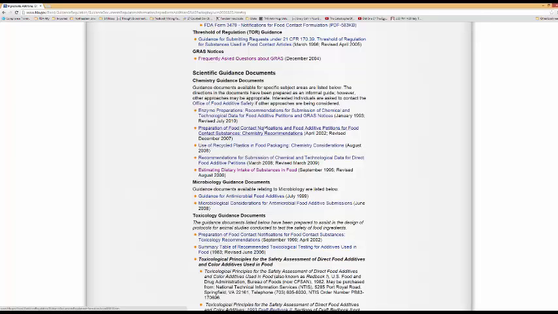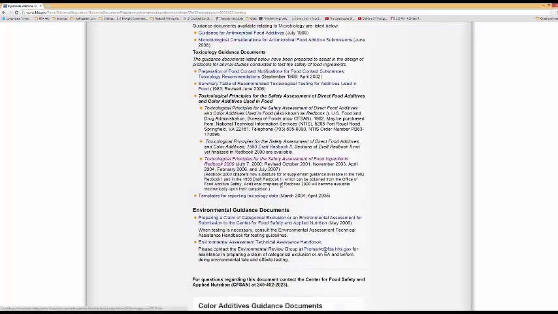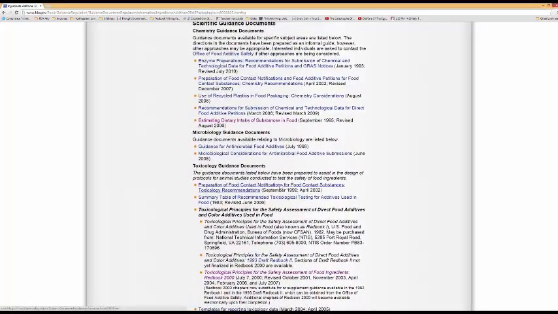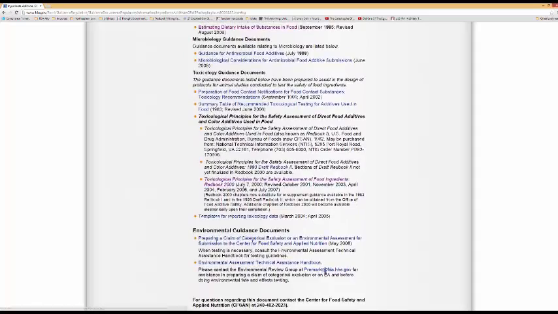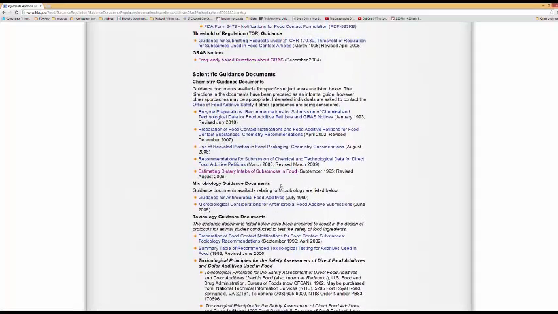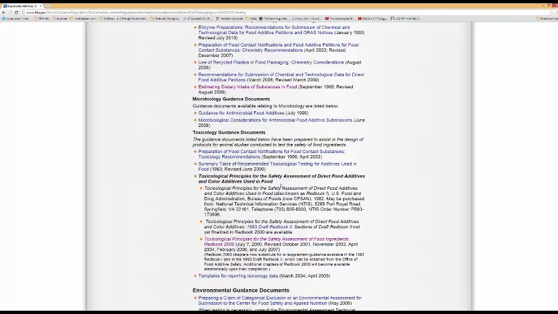And so we see a lot of these that are focused on specific areas that will be part of the substantive review: chemistry, toxicology, and environmental. But we also see a microbiology document, and that's something that we didn't see in our substantive review, but is here. And I think the biggest one to look at is the toxicological principles for safety assessment, and this is, again, specific to both food additives and color additives, and that'll be something we can talk about in the comparison.